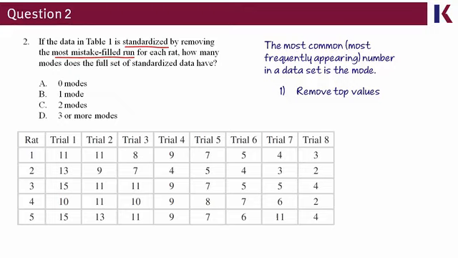For rat number 1, that is 11, and you can remove either one of those 11s, it makes no difference. For rat number 2, it's the 13, rat number 3, it's the 15, rat number 4, it's the 11, and rat number 5, it is the 15.